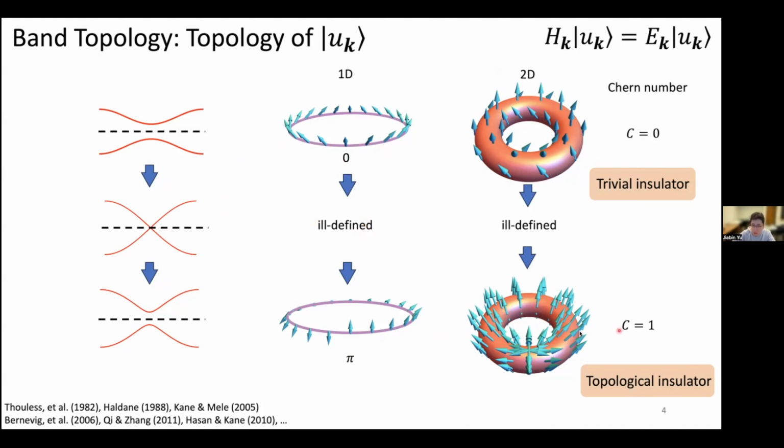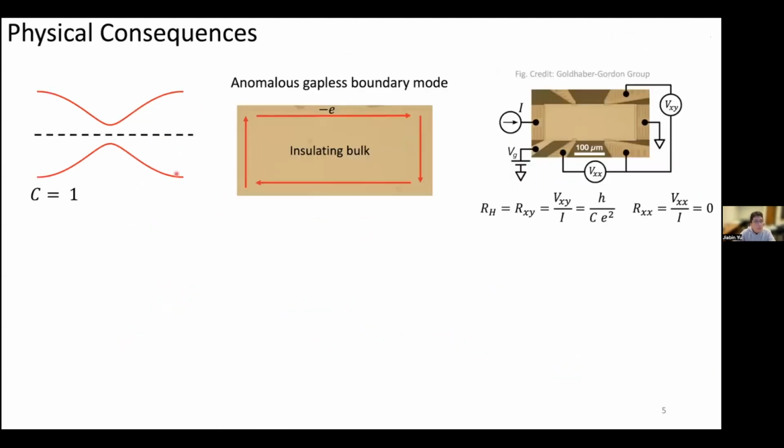The non-trivial band topology is not just a mathematical concept. It can lead to interesting physical phenomena. Let us take a 2D insulator with Chern number 1 as an example. The non-zero Chern number can lead to an anomalous gapless mode on the edge. This mode is anomalous because it cannot be realized in a pure 1D system. And it can lead to quantized Hall resistance or Hall conductance. Basically, if you thread a current along x and measure the voltage across y, you can get this quantized value of Hall resistance of h over e squared.